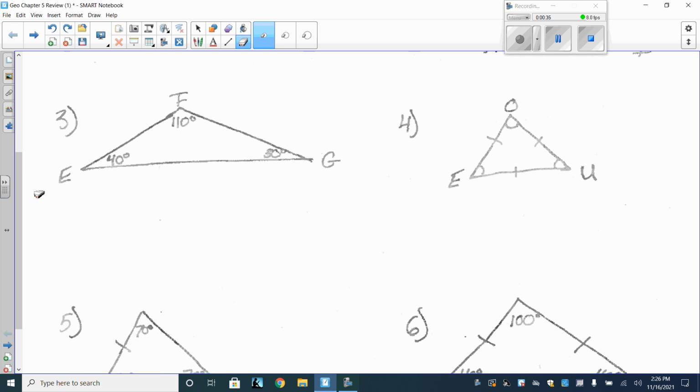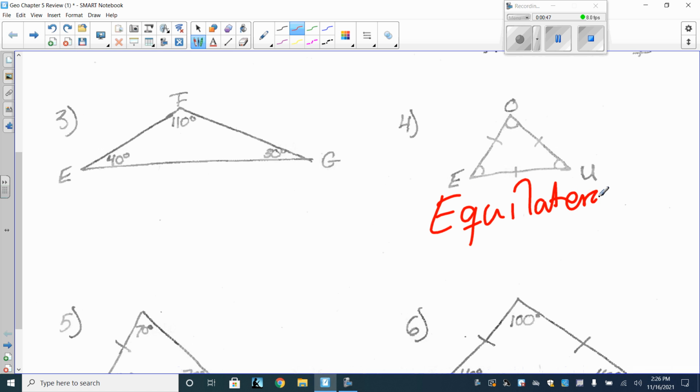So if we look at problem number 4, it tells us that all 3 sides are equal. So this would be, yes, equilateral and equiangular.